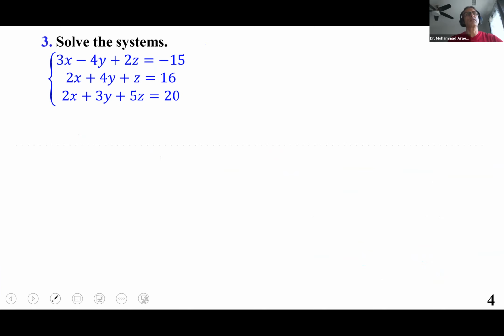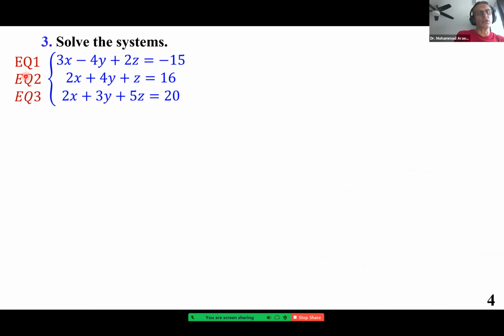We want to solve this system of equations. First, let me call them equation 1, 2, and 3 because it makes life easier that way. Then notice that this has -4y, this has a +4y. So the first two equations, all you have to do is combine them. Notice we have 3 variables, which means we have to bring it to 2 variables. So you choose what variable to get rid of.